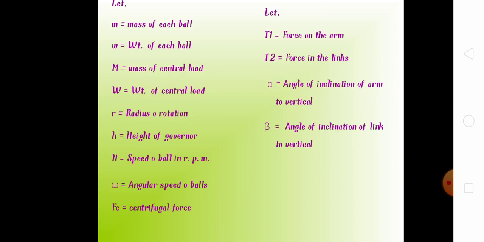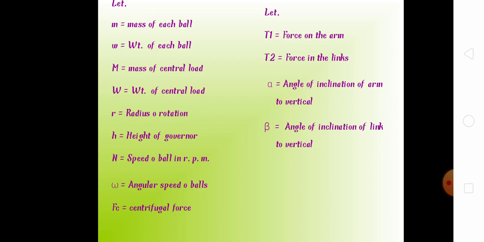Let m be the mass of each ball in kgs. Let capital M be the mass of the central load, which is also in kgs. Let w be the weight of the ball, and let capital W be the weight of the central load. Let r be the radius of rotation in meters. Let h be the height of the governor in meters. Let Fc be the centrifugal force, given in Newtons. Let omega be the angular speed of the balls, given in radians per second.